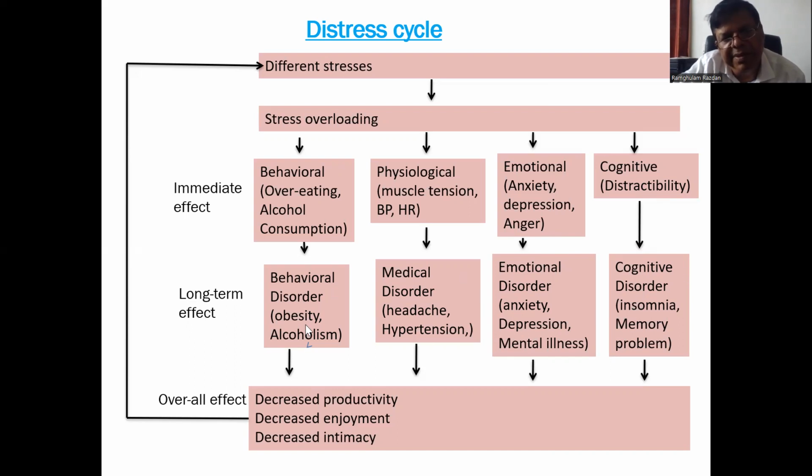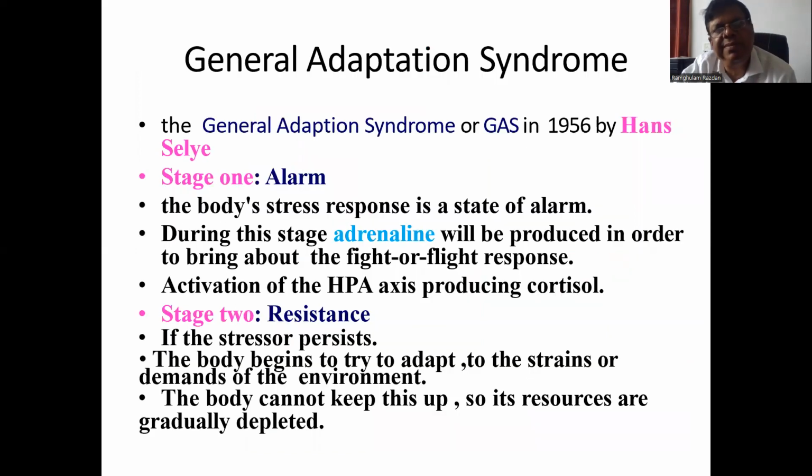Behavioral disorder occurs in obesity, alcoholism, medical headache and hypertension, emotional anxiety, depression, and other mental illness. Cognitive disorder occurs in the form of insomnia and memory problems. The overall effect leads to decreased productivity of the person, decreased enjoyment, and decreased intimacy or interpersonal relationships.